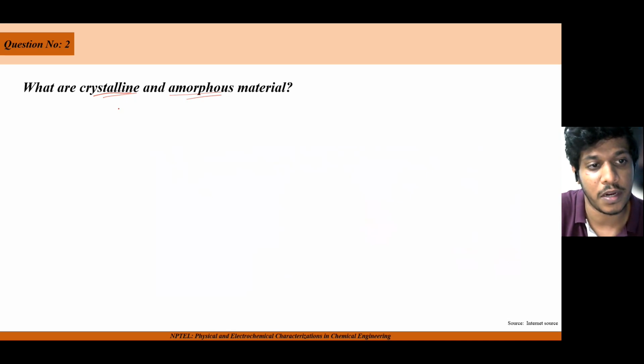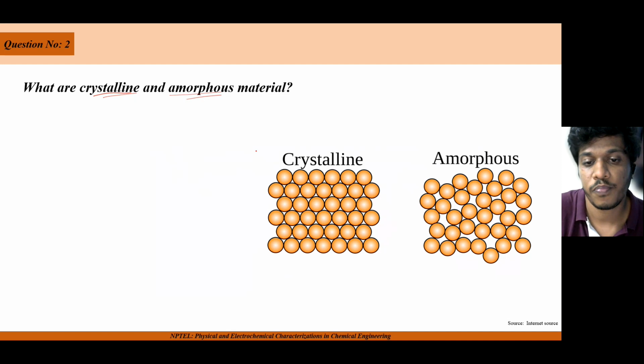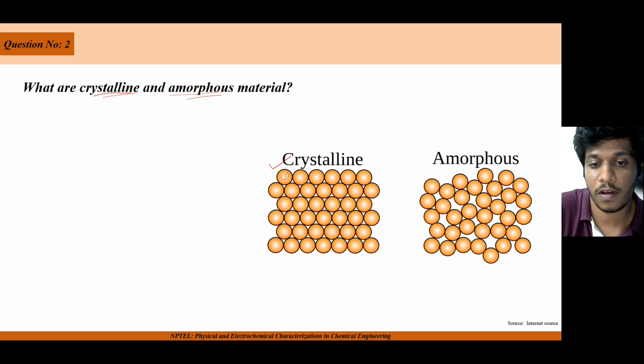These are very repeating patterns, whereas if we consider amorphous material, there is not that kind of proper arrangement. For example, you can see from this figure, this crystalline has a proper arrangement. Say I call 1, 2, 3, 4, 5, 6. So there is a proper arrangement of it, and corresponding to 1 there is an atom here, and considering 2, there is an atom here. So there is a very proper arrangement of atoms on a very regular basis.